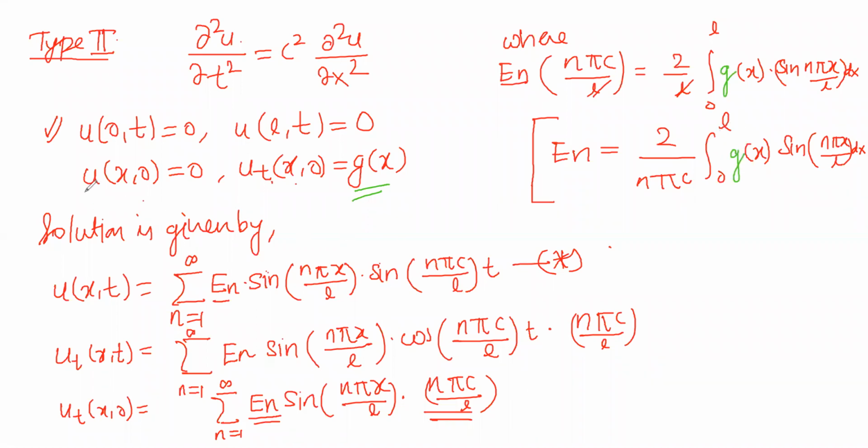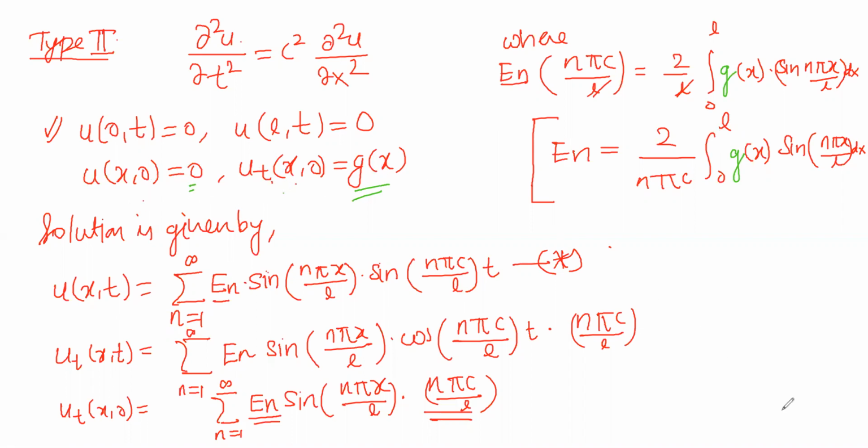Otherwise, the standard practice is to take u(x,0) equal to f of x. This here is f of x, and this quantity with the derivative we take as g. So you should not be confused. Whenever I'm writing g, that simply means it is for type 2. Whenever the derivative is at t and there is a function, that means it is for type 2. And whenever I'm writing f, that means it is for type 1.